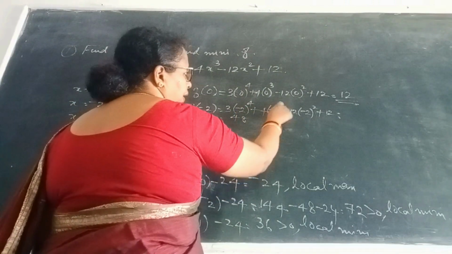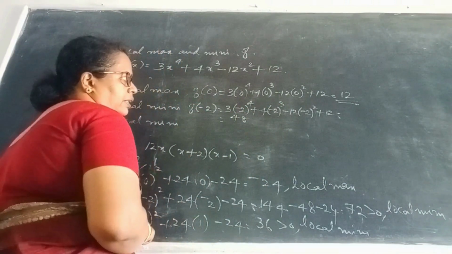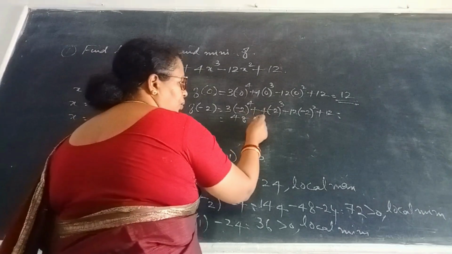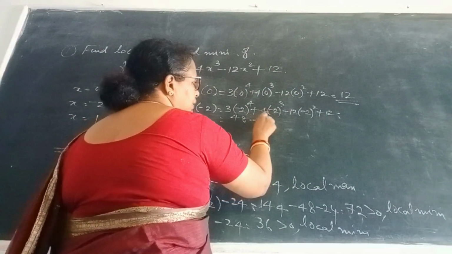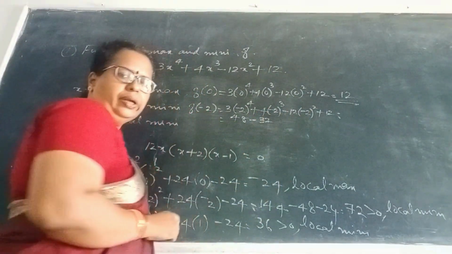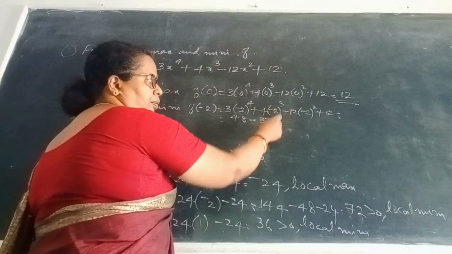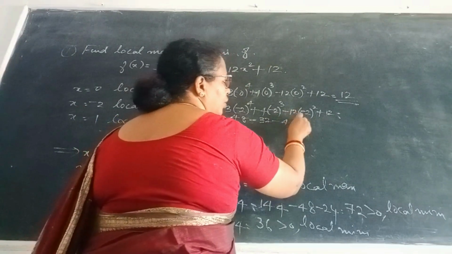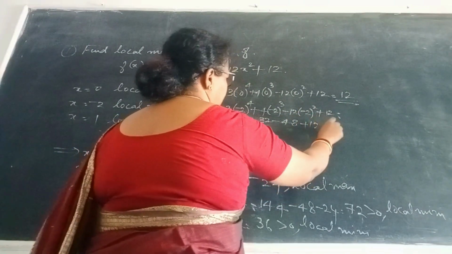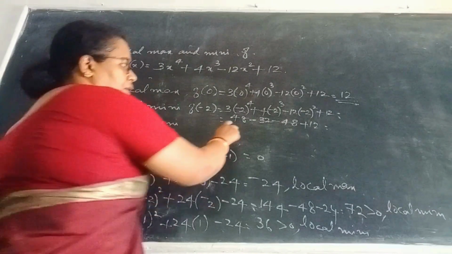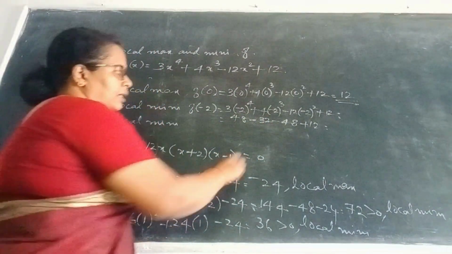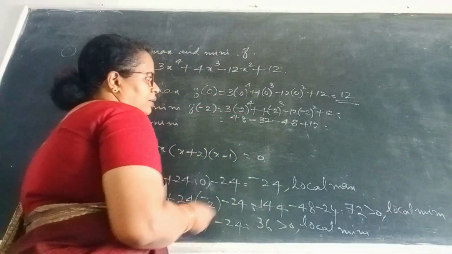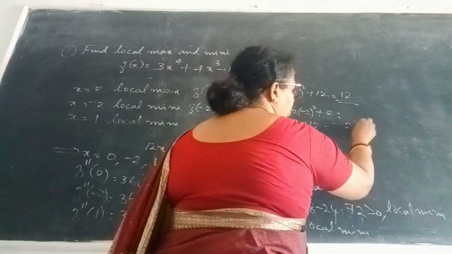Then negative 2 cube is negative 8. Negative 8 into 4, negative 32. Negative 2 squared is 4. 4 into negative 12, so it is minus 48 plus 12. Simplify it. 48 minus 48 will get cancelled. Negative 32 plus 12, so it is negative 20.